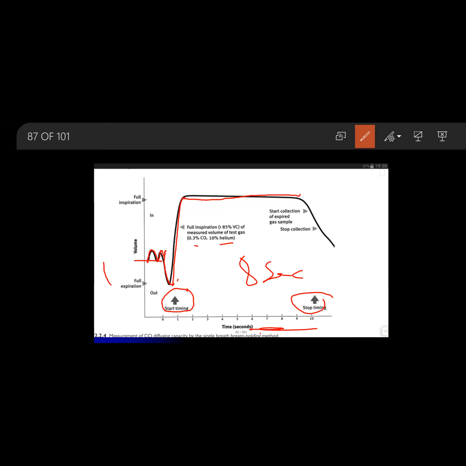And the patient starts to expire and we collect the air. After the patient expires approximately 1.5 liters, then we stop collecting.